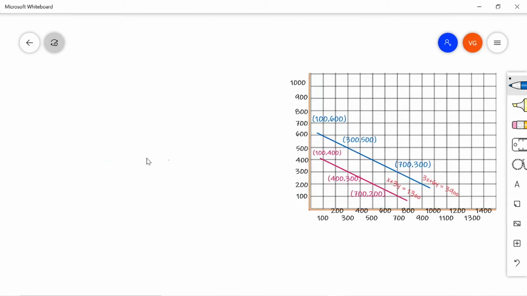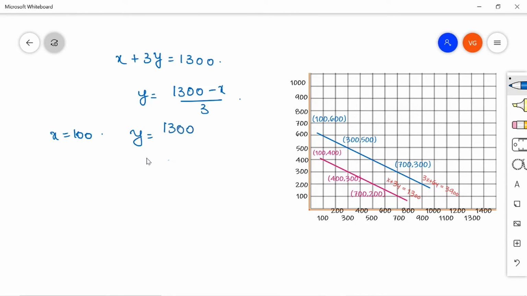Now the second line equation is x plus 3y is equal to 1,300, right? So this also can be written as y is equal to (1,300 minus x) divided by 3. So take different values of x and get the value of y. So again consider x is equal to 100, then y is equal to (1,300 minus 100) divided by 3, which is nothing but 1,200 by 3. So we'll get 400, right? So the first point that we are getting here is (100, 400).